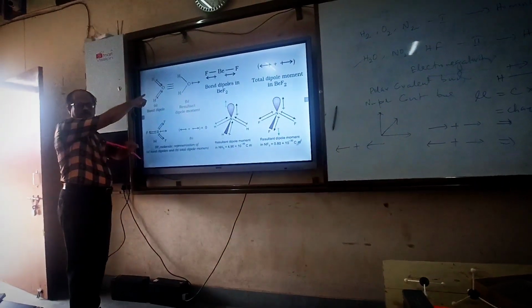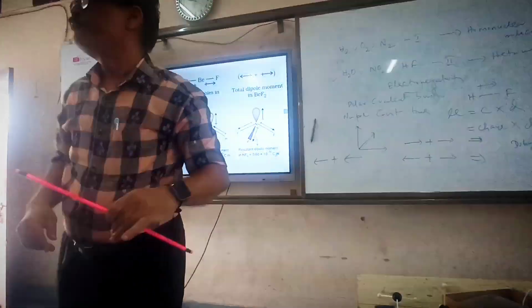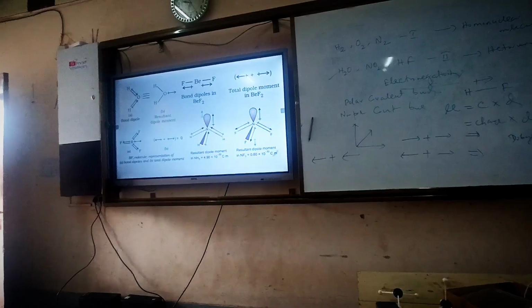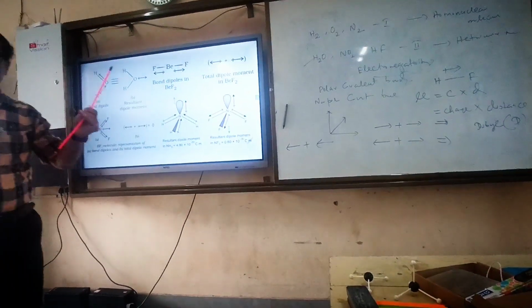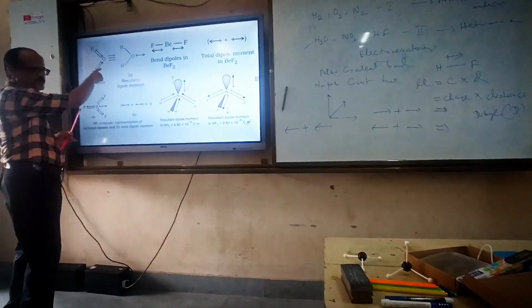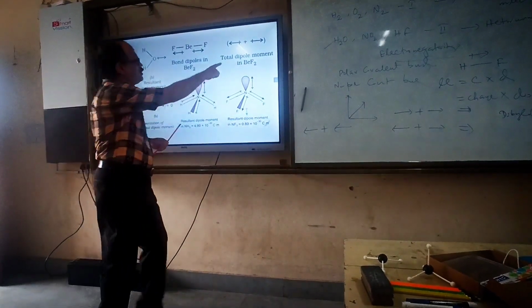Exact bond angle. Already we have seen in valence shell electron pair repulsion theory, VSEPR theory, 104.5 degree. And for linear shape it is 180 degree. So see now, this one is 104.5 and this is 180. Why? Because this is linear. Understand?